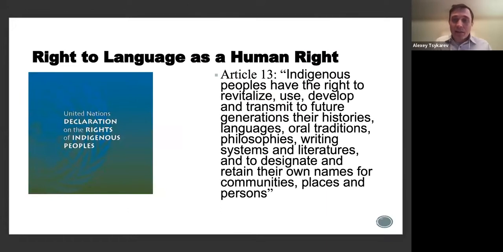As I recently said, the International Year's achievement, which will be further developed during the decade, is the promotion of the human rights-based approach. As the United Nations Declaration on the Rights of Indigenous Peoples says in Article 13, indigenous peoples have the right to revitalize, use, develop, and transmit to future generations their histories, languages, oral traditions, philosophies, writing systems, and literatures, and to designate and retain their own names for communities, places, and persons.